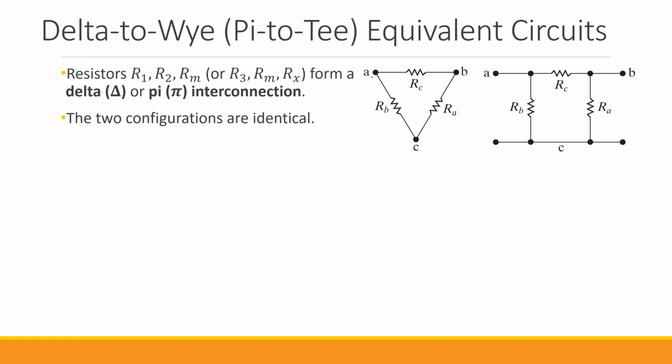We have RC between node A and B. The same is here. We have RB between node A and C. And also we have RA between node B and C, right? So this one, since it's like a triangle or the Greek letter delta, we call it a delta interconnection. This one, since it's similar to pi, we call it a pi interconnection. But they are practically the same circuit.